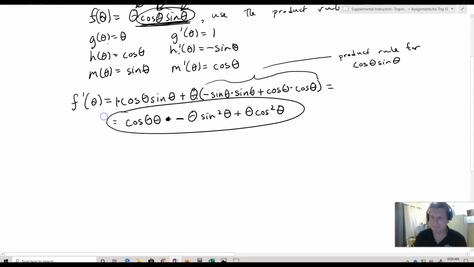There might be a little bit more simplification in there. I'm not thinking through in terms of cosine squared theta minus sine squared theta might be something else. I can't think of it off the top of my head, so you might have to do a little bit more adjustment.